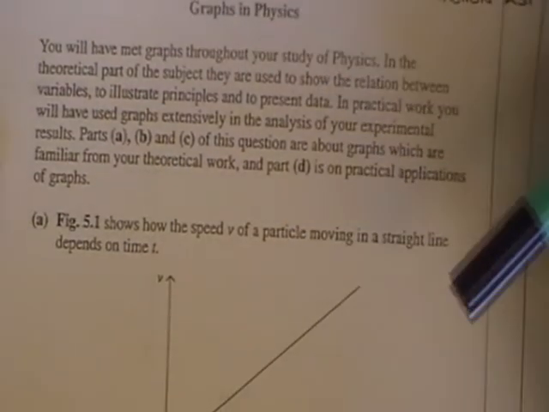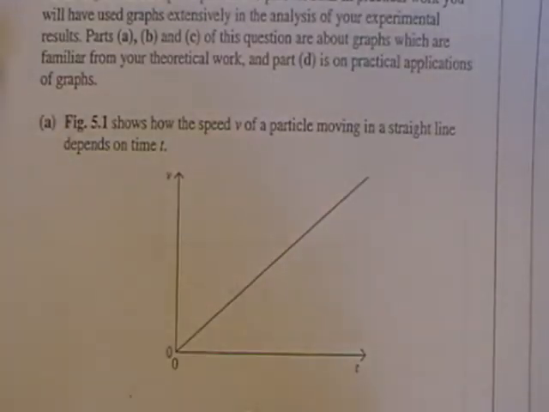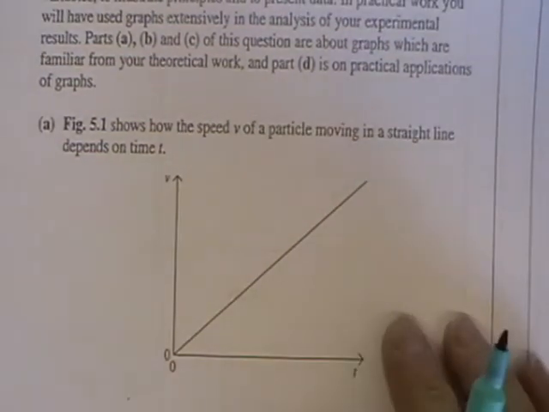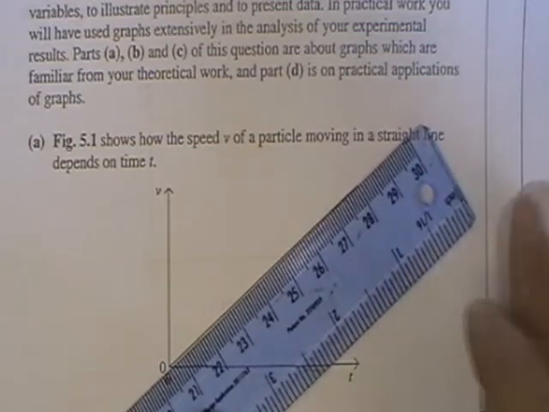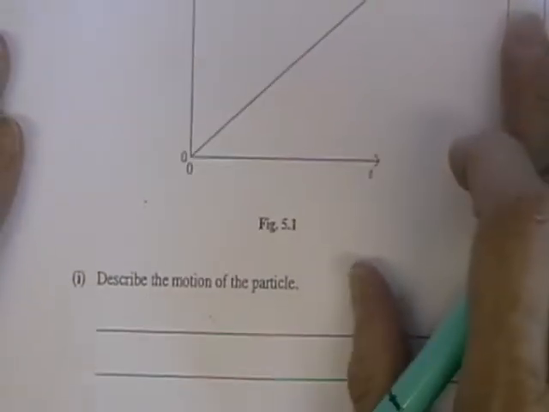Part A, Figure 5.1 shows the speed v of a particle moving in a straight line and how it depends on time. So you can see that it's a graph with a constant gradient. And you can see there that it's constant if I put the ruler down. Describe the motion of the particle.